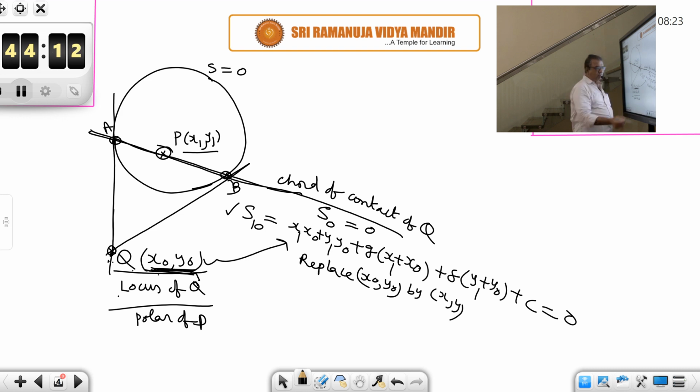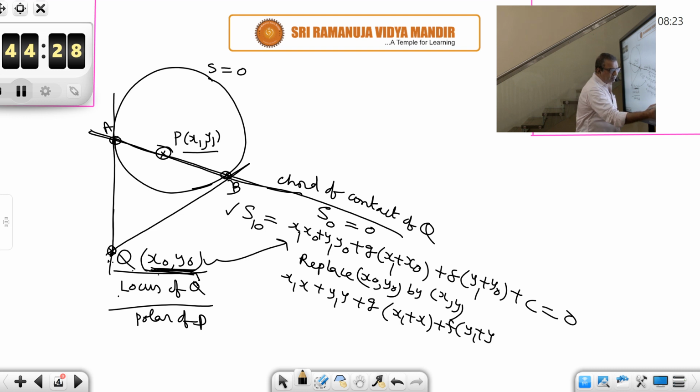That's all. That means you have to just remove the suffix 0. So you will get x1, y1, x, y plus g into x1 plus x plus f into y1 plus y. Locus of x0, y0. So suffix 0 we just have to remove.